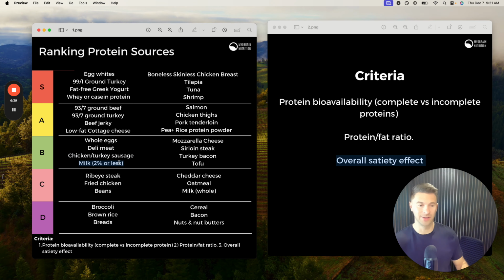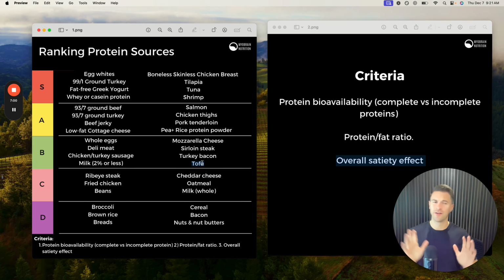2% milk or less. Again, skim milk you could probably argue is even an A tier. There's some carbohydrates in there though. So even though the fat is low, there are some extra calories there. Mozzarella cheese, similar. Sirloin steak and other leaner steaks like that fit into this B tier. Turkey bacon, and then also tofu.